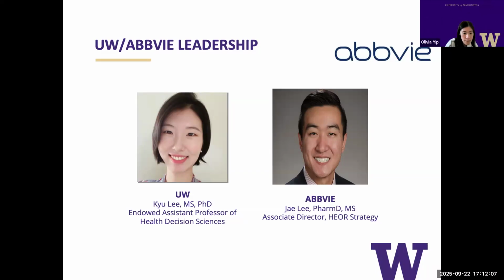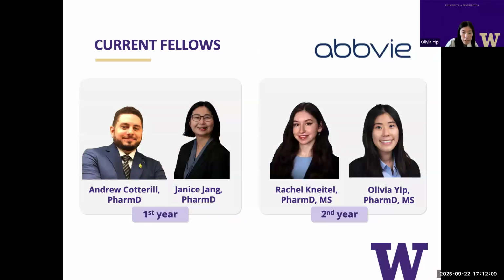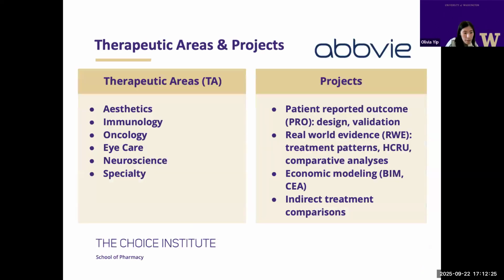Next slide, please. Okay. And then these are our current fellows. So me and Rachel are second year fellows. I'm located in Irvine and Rachel in Chicago. And then the first year fellows, we have Andrew and Janice, who are currently in Seattle completing their master's degree. Next slide, please.